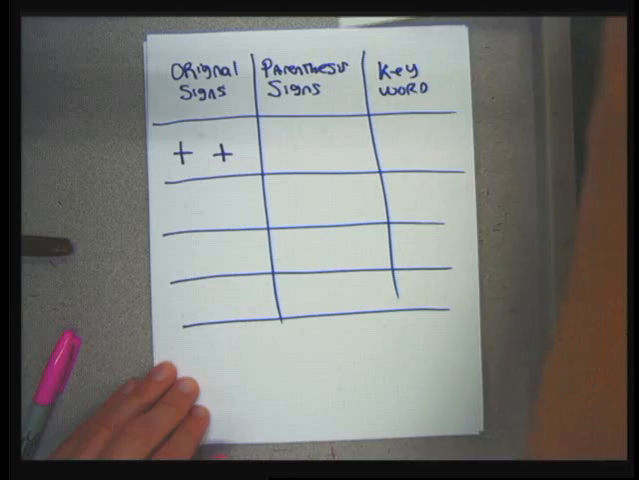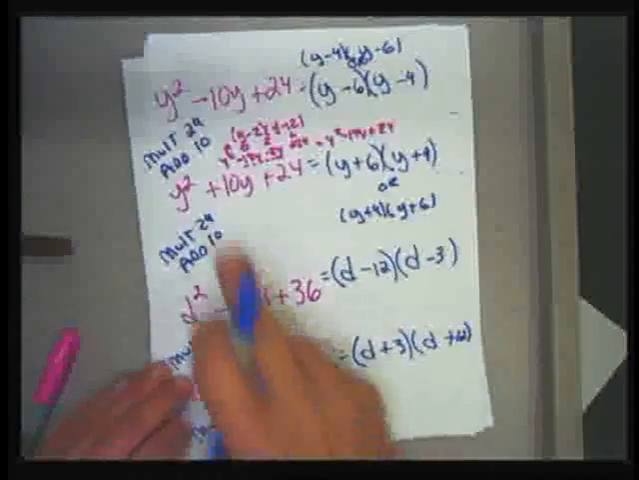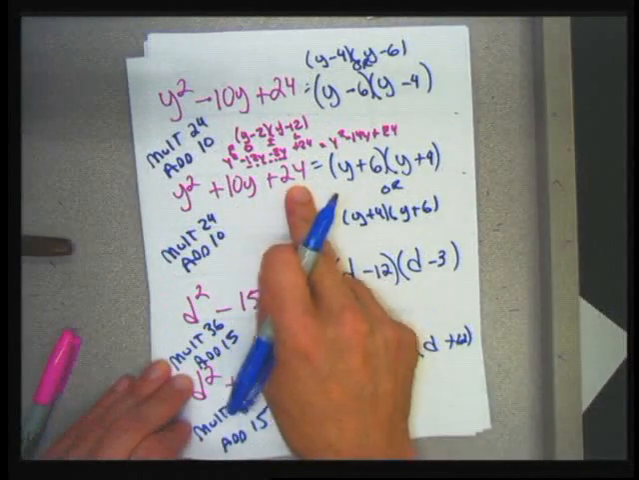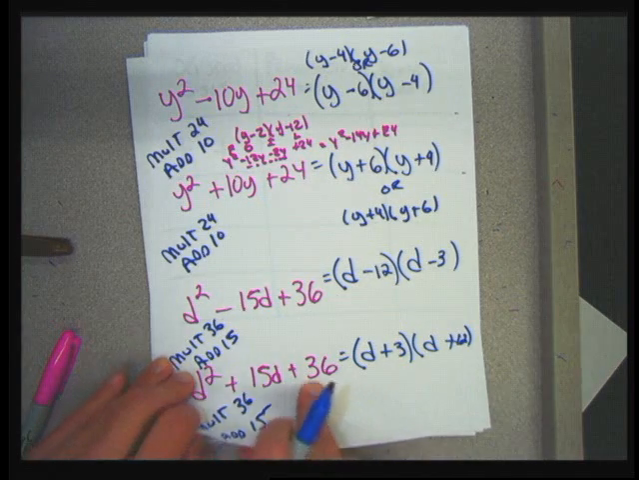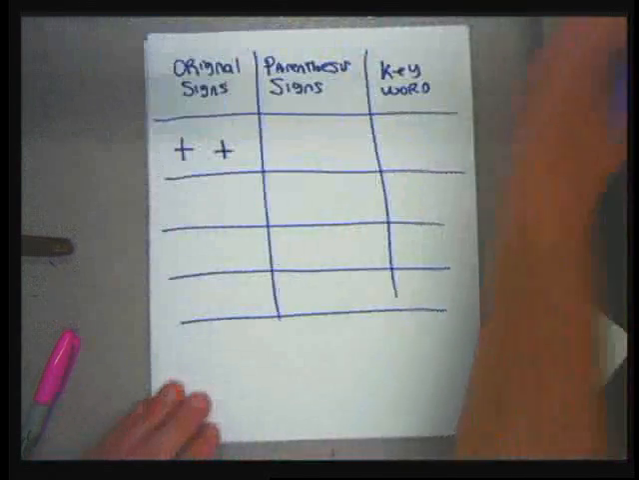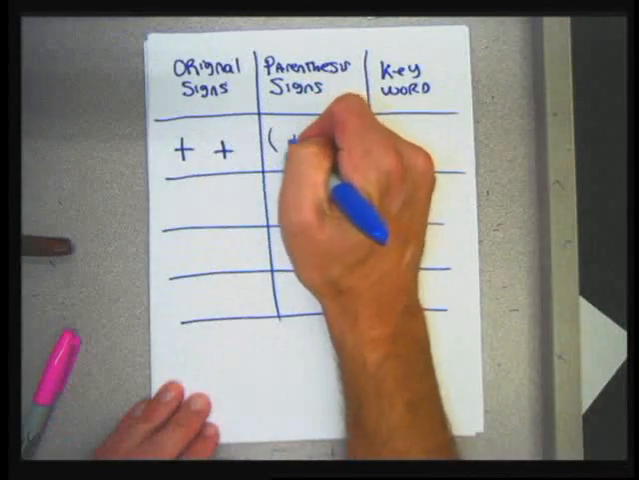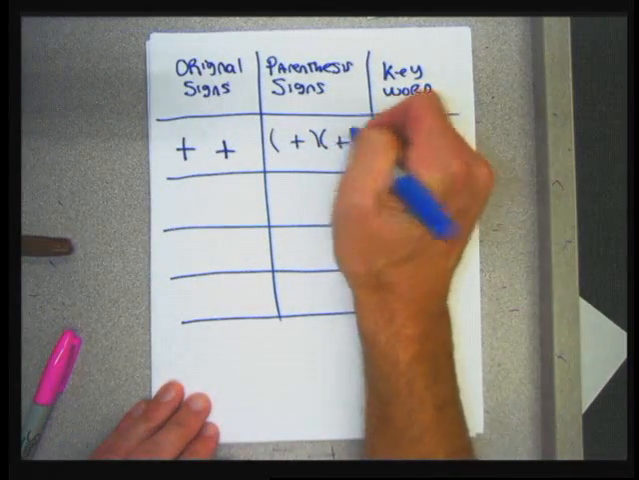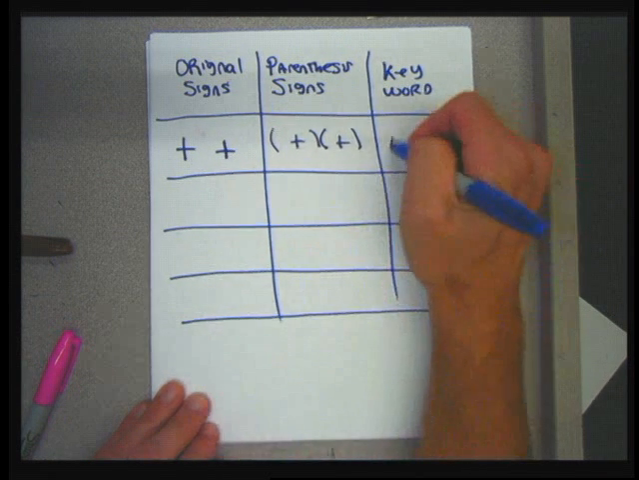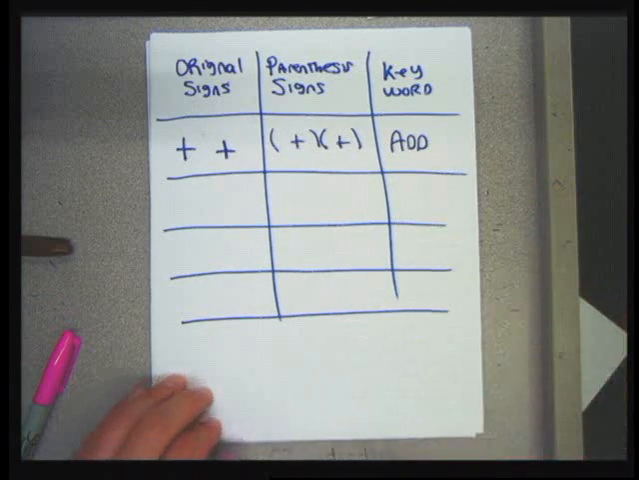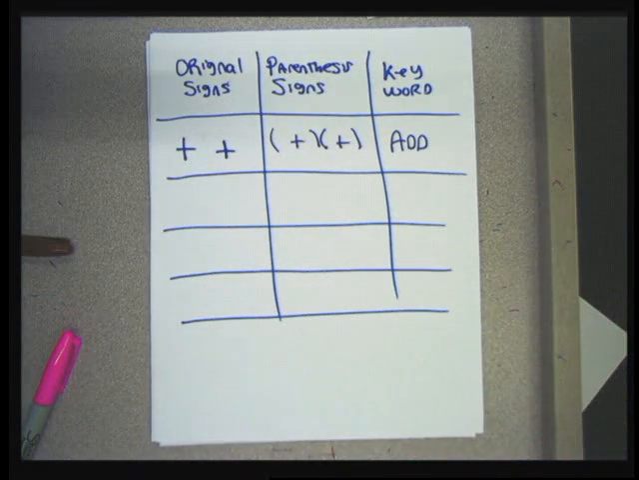That's like a few of the problems on this last page. The y squared plus 10y plus 24, the d squared plus 15d plus 36. Those are problems where the original problem has nothing but plus signs. My parentheses are each going to have plus signs in that case. And I'm adding my factors to get the middle number, as opposed to subtracting to get the middle number.